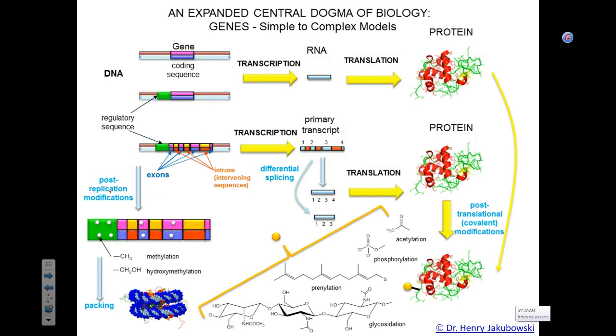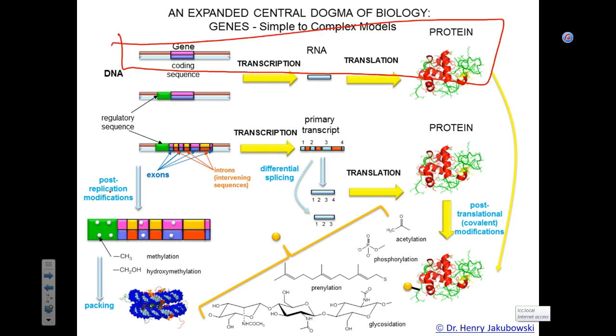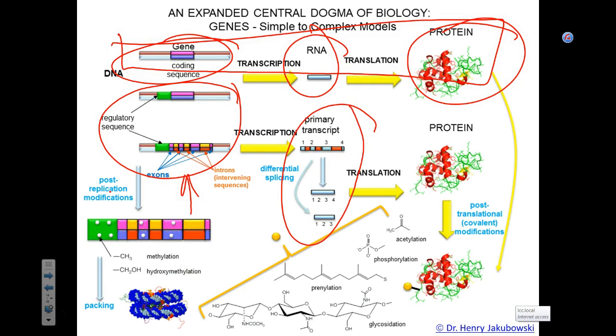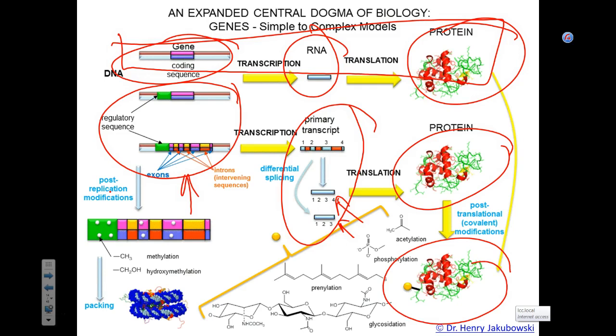So that's the summary of the process, if you prefer flow charts to the text. That's a really nice summary here. That's simple prokaryotes. Okay? DNA, RNA, protein. That's what happens in the eukaryotes. Different regulatory sequences, exons, introns, splicing that results in different types of transcripts. Each transcript produces different proteins, and then proteins undergo post-translational modifications. Does that make sense?